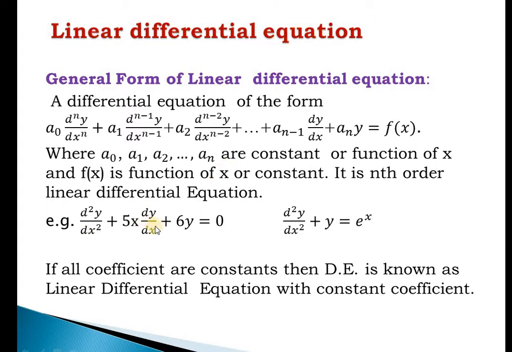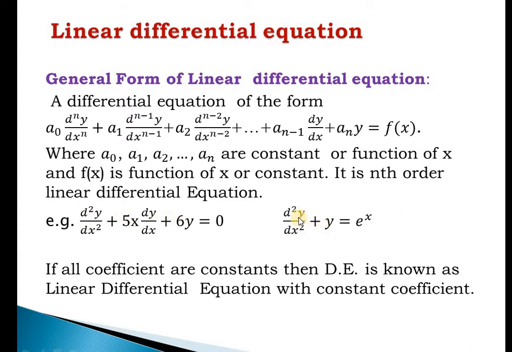Linear means all derivatives occur in the form of addition. See the example: d2y by dx square plus 5 dy by dx plus 6y is equal to 0. Here y, dy by dx, d2y by dx square appear in the form of addition. There is no multiplication term like y times dy by dx. So it is known as linear when it occurs in the form of addition. Here the coefficients are 1, 5, 6, so coefficients are constant; some may be functions of x.